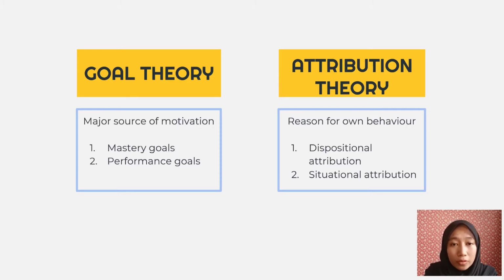There are two types of goals. The first one is mastery goals, which reflect the desire to gain knowledge and skill. The second one is the performance goal. This is the desire to look competent in the other's eyes.